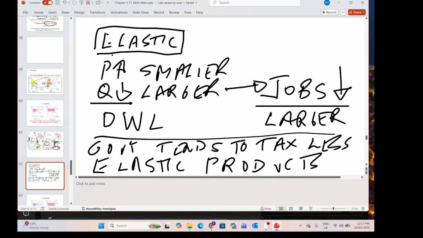So that's a second effect, a second example. The third one in Australia is alcohol. So we have three big taxes on specific goods, and all of them tend to be price inelastic goods.